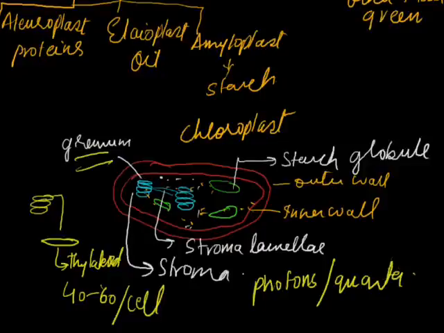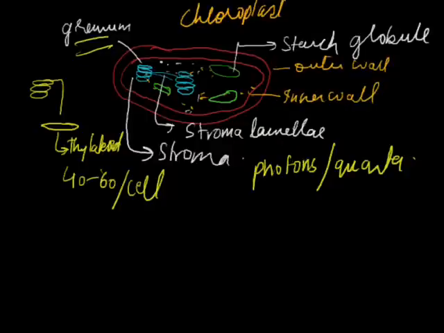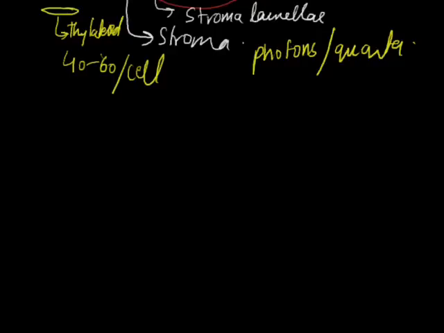Now stroma is a non-pigmented proteinaceous matrix in which grana remain embedded. It contains enzymes for the dark reaction. Now, the mechanism of photosynthesis.